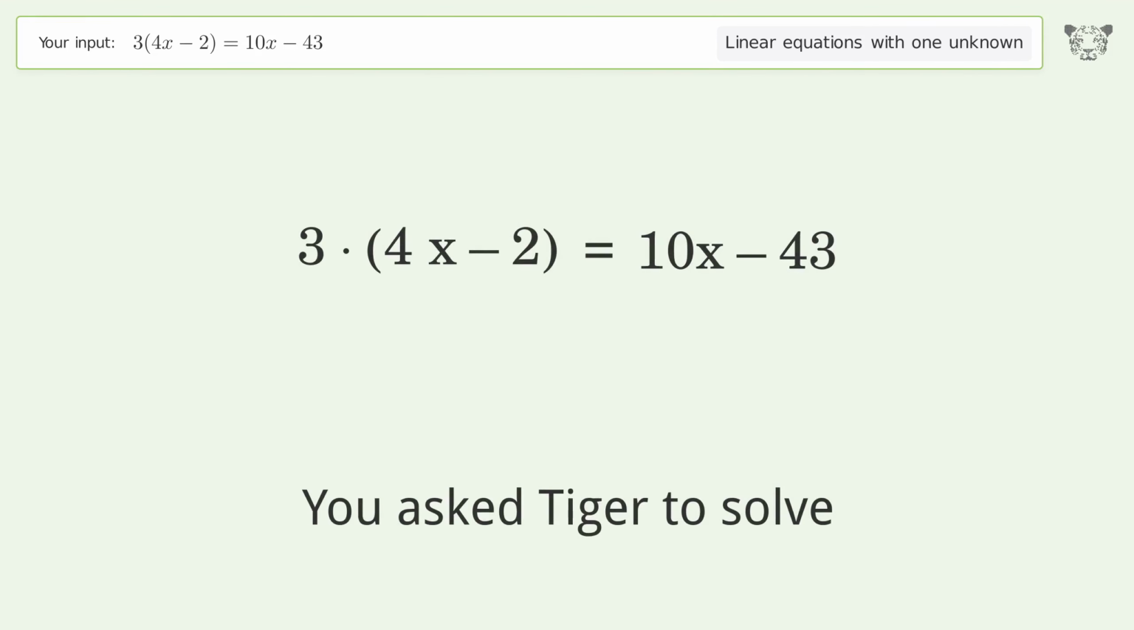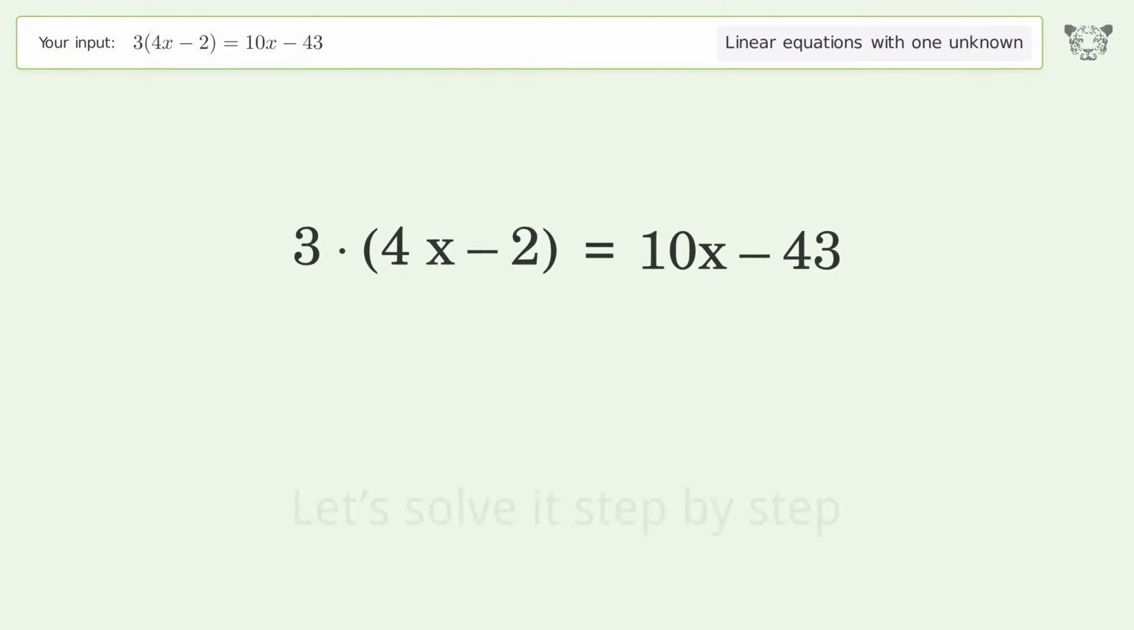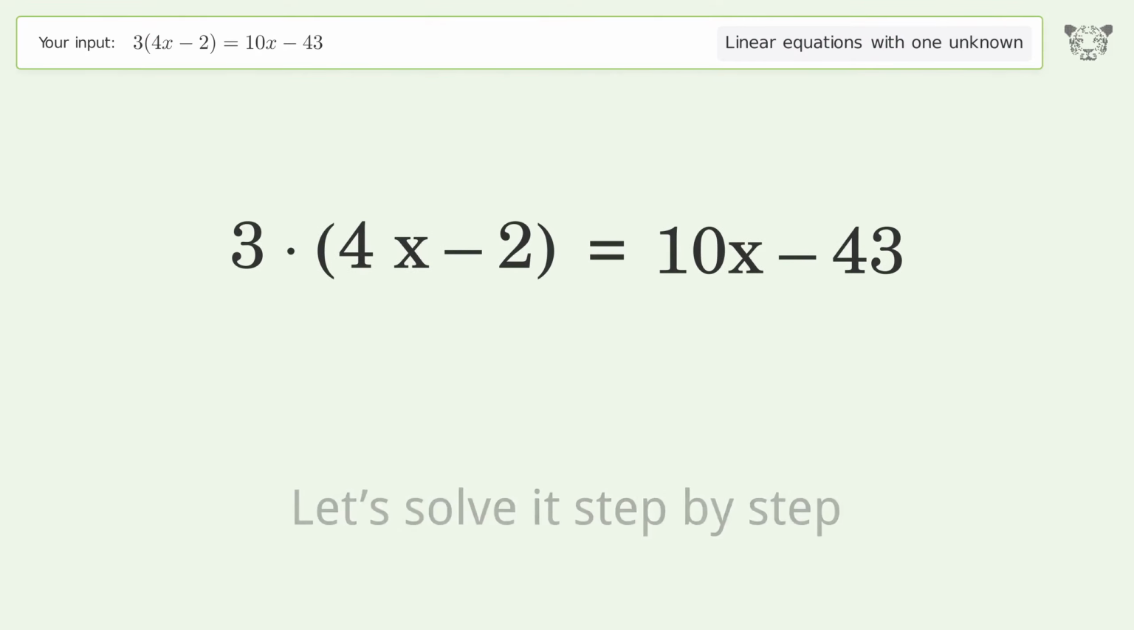You ask Tiger to solve. This deals with linear equations with one unknown. The final result is x equals -37/2. Let's solve it step by step.